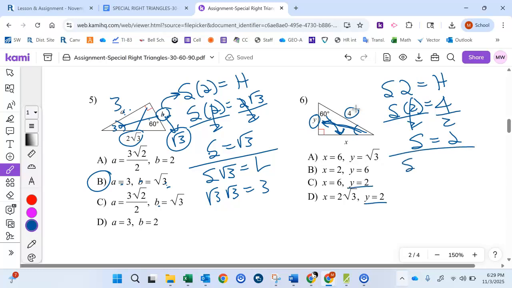But now we're going to take the short leg times root 3 to get the long leg. And the short leg is 2, so 2 root 3 is the long leg. So that would be your x, right? It'd be 2 root 3. So let's see, which one is it? That's going to be D. Okay, so there you go. So that's how you do 30, 60, 90.